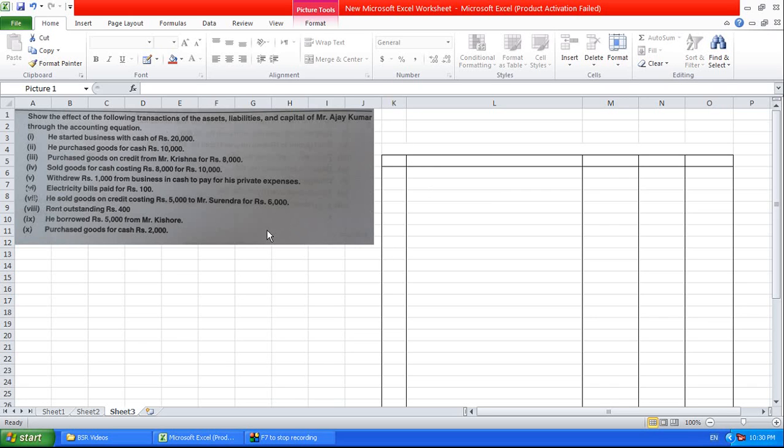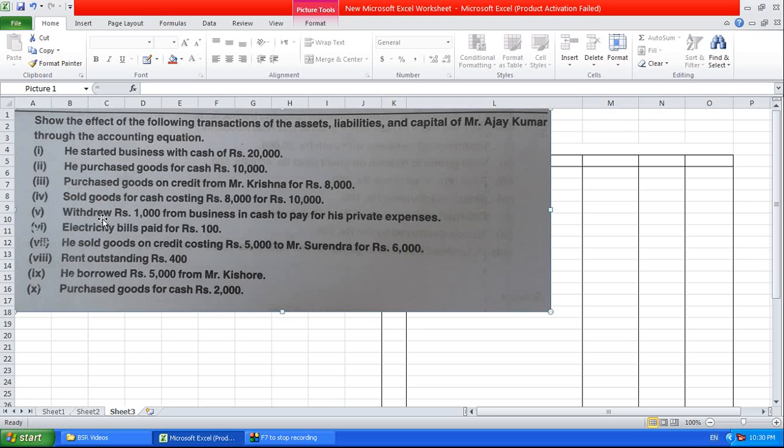This is an accounting equation problem. For example, in an accounting equation problem, how can we solve the question? For example, one question is given here: show the effect of the following transactions on the assets, liabilities and capital of Mr. Ajay Kumar. This kind of question is given to us.